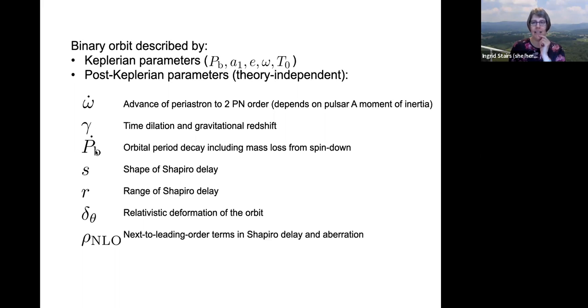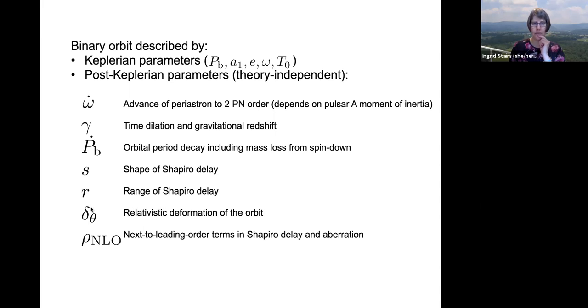The orbital period decay is, of course, due to gravitational radiation. We have to be a little careful now and include the effect of the pulsar's effective mass loss from its spinning down, right? So it's losing energy as it spins down, and this effectively corresponds to a mass loss in the system. Shapiro delay has two parameters, the shape, which corresponds to the inclination angle of the orbit, and then the range, which in GR matches up to the companion mass.